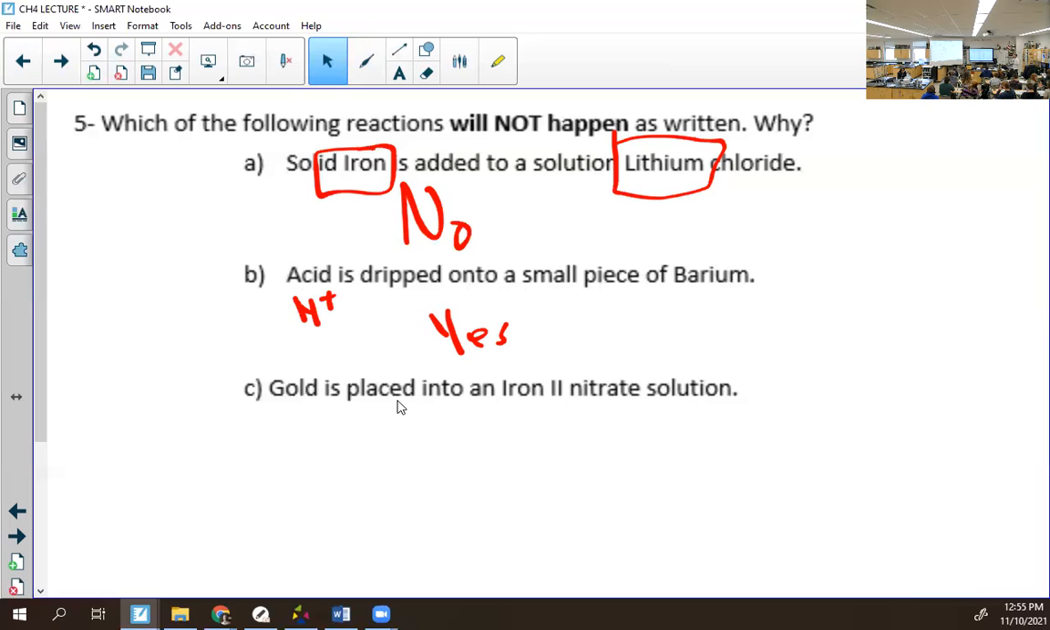Gold is placed. You don't even need to read anything else. No reaction, right? Gold is unoxidizable. Even if it was platinum, you'd still have gold. Solid gold will not react. If it's in solution, it will always come out of solution, right? Thumbs up. Just practice.